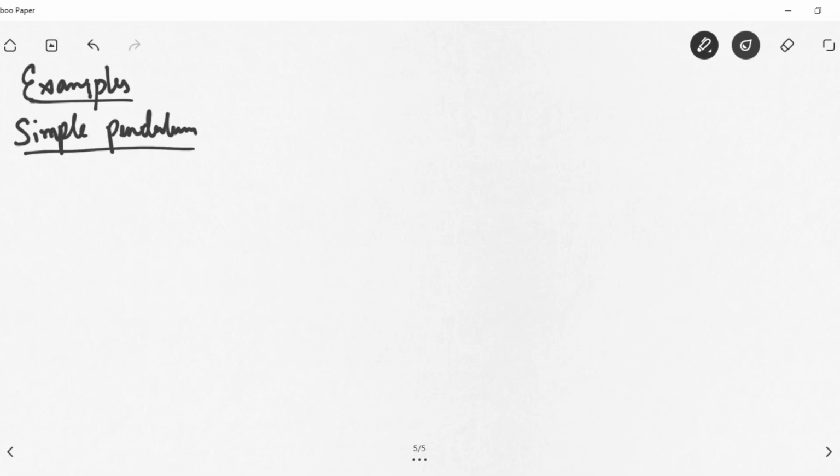In this lecture today, we'll be looking at some more examples on linearization. Let's take the case of the simple pendulum that we have discussed. For a simple pendulum, the state space model is x1 dot equal to x2, and x2 dot is equal to minus g by L sine of x1 plus tau by m L square.